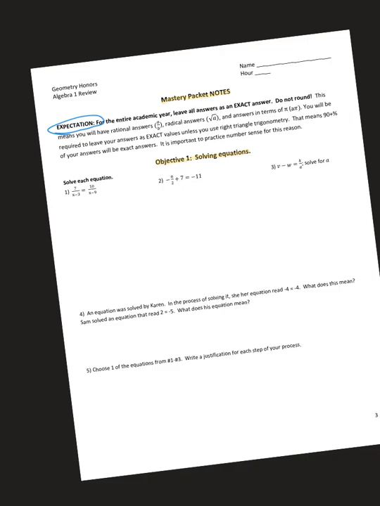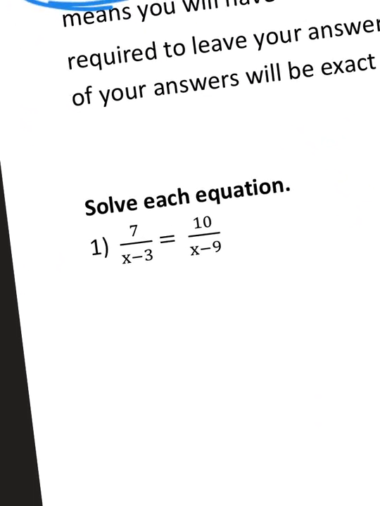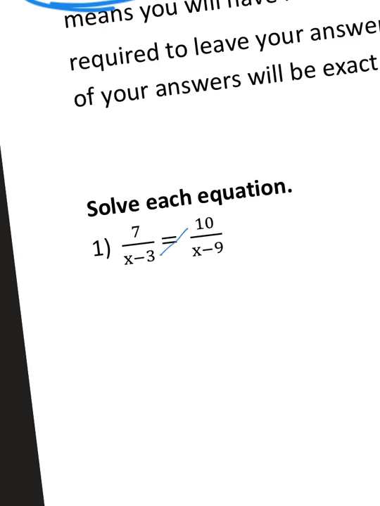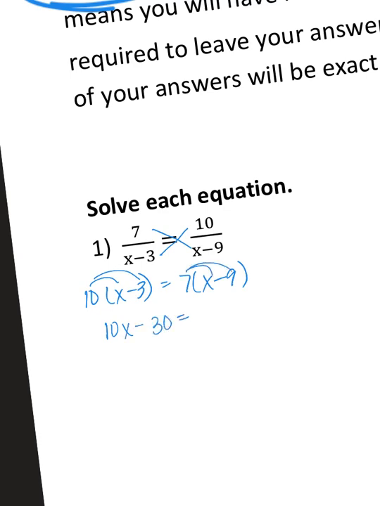So we're going to solve this first equation, which is a proportion, and so we can cross multiply to solve a proportion. So we can say 10 times (x minus 3) is equal to 7 times the quantity (x minus 9). Make sure you use parentheses because we have to distribute to each quantity. So 10x minus 30 is equal to 7x minus 63. And then we're going to subtract 7x to get 3x minus 30 equals negative 63.